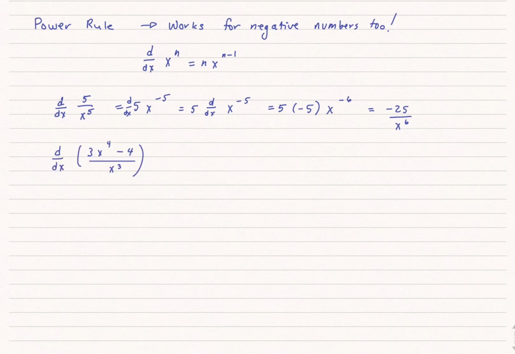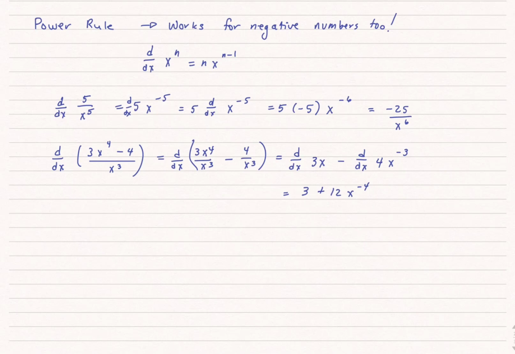I can also use a trick here. If I have the derivative with respect to x of (3x to the 4th minus 4) divided by x cubed, I can certainly use the quotient rule, or I could recognize that I could split this up into 2 separate fractions and then use the sum rule and rewrite 4 over x cubed as 4 times x to the negative 3, and I simply get 3 plus 12x to the negative 4.